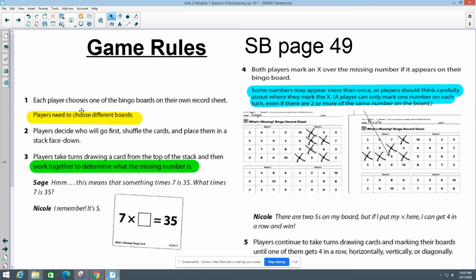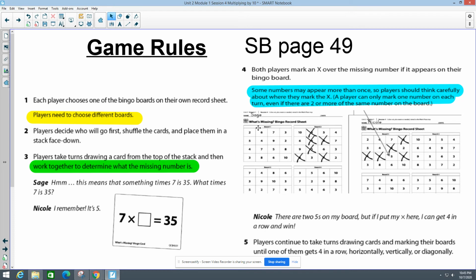All right, so on this one, the rule is you get to choose a board, and you should choose different boards if you're playing against other people. When we play as a whole, I'm just going to model it and show everybody, and we're going to try to play later on when we get back next week. But you guys will be playing with me. So each player chooses a board, a different one, and then you shuffle the cards if you have the cards.